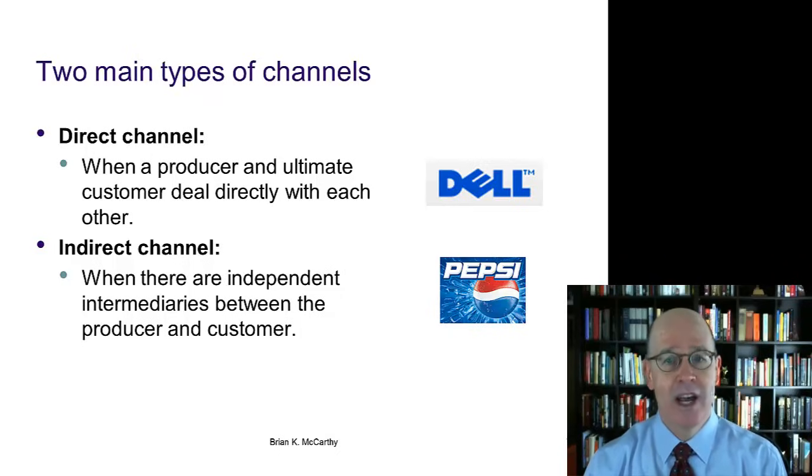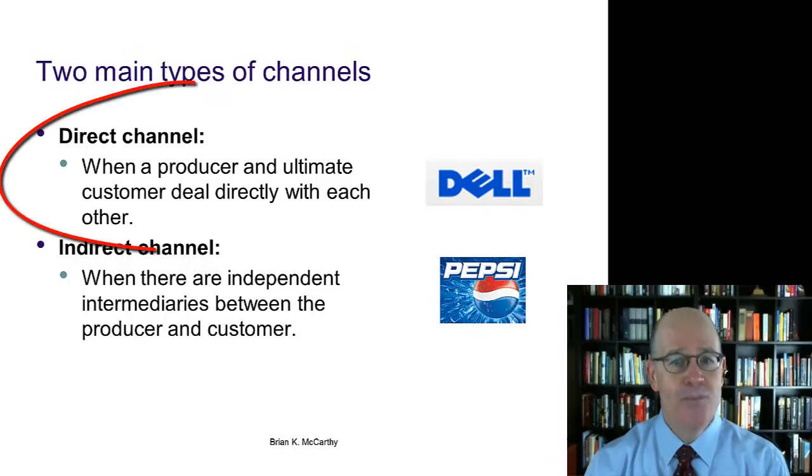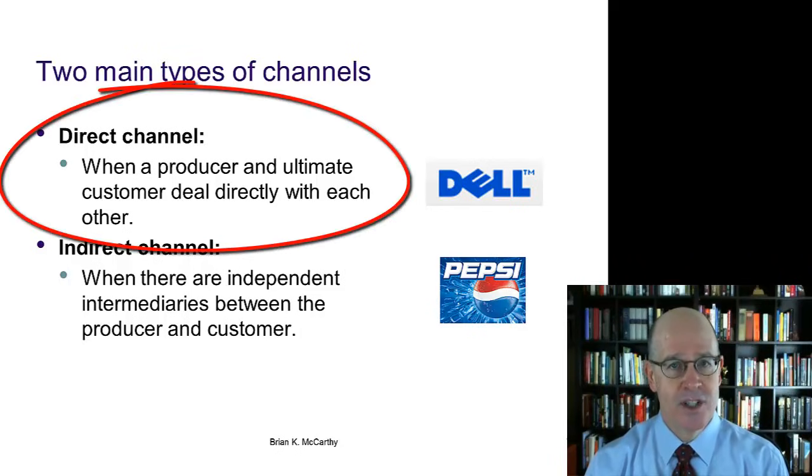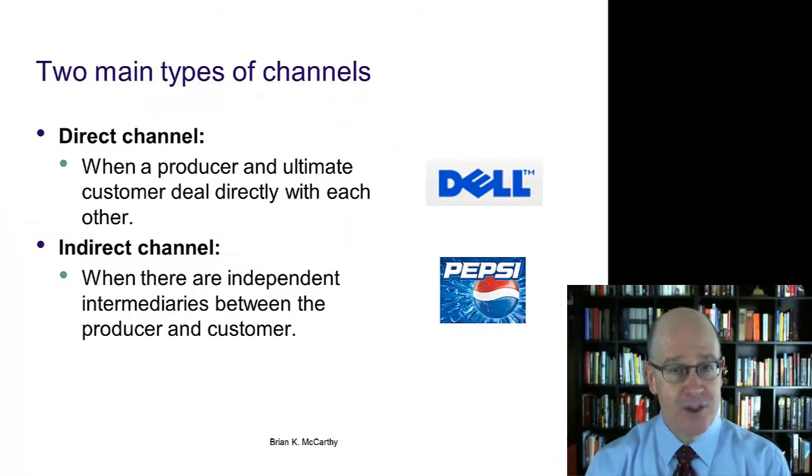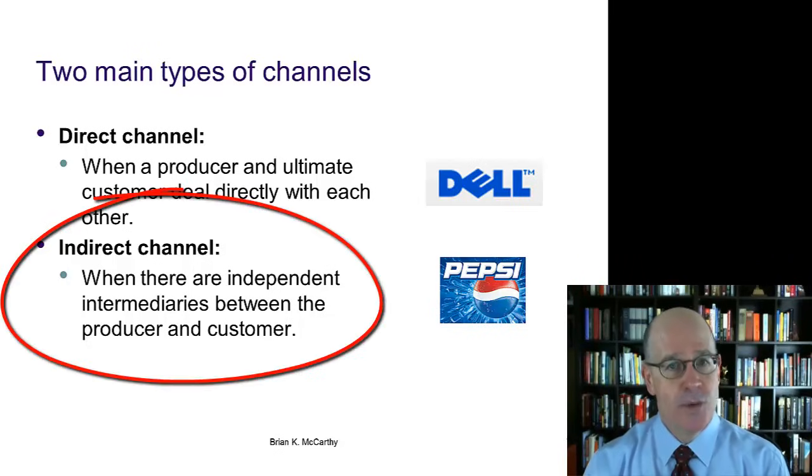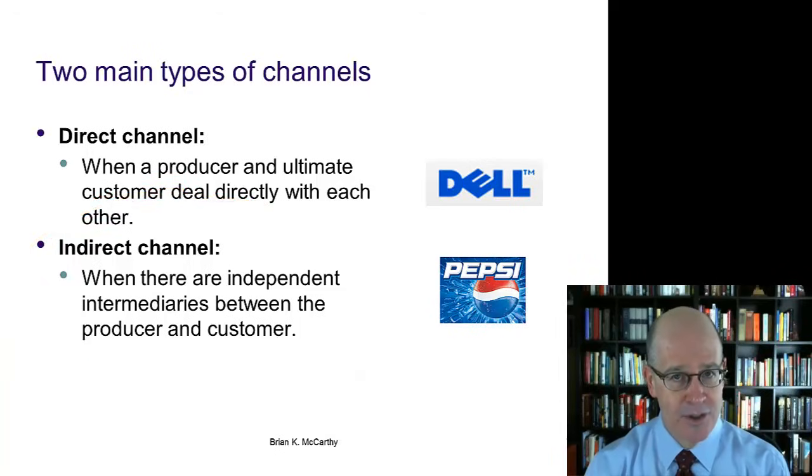There are 2 main types of channels: direct and indirect. In a direct channel, the producer and ultimate customer deal directly with each other. Think about how Dell sells most of its computers. They sell them direct to customers who place their orders via the Dell website or on the phone with a Dell representative. The other main type of channel is indirect. This is when there are independent intermediaries between the producer of the product or service and the customer who uses it.